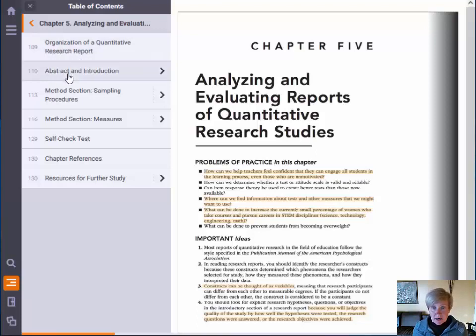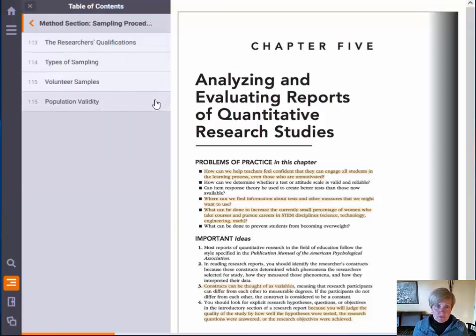And I think if you have this overview when you go into reading, it's going to make a little bit more sense to you as to what the chapter is telling you. The next section is on sampling procedures, and sampling can make a study invalid real quick. If the sampling procedures weren't followed or the sampling is invalid and they're making big sweeping generalizations to a larger population, this is where you have problems. And so here they'll talk about the researcher's qualifications, sampling, volunteer samples, and validity.